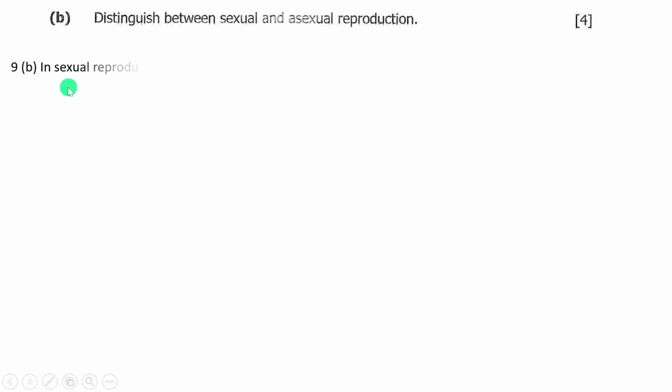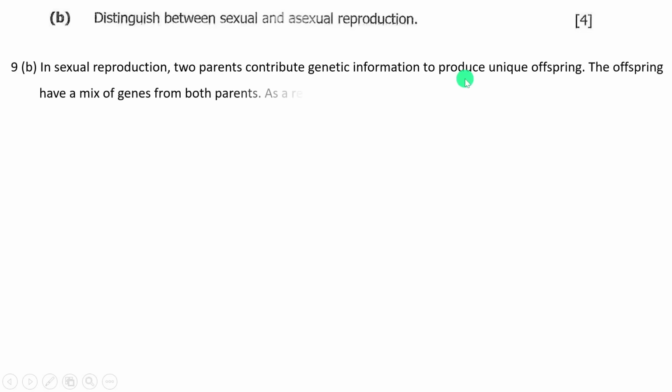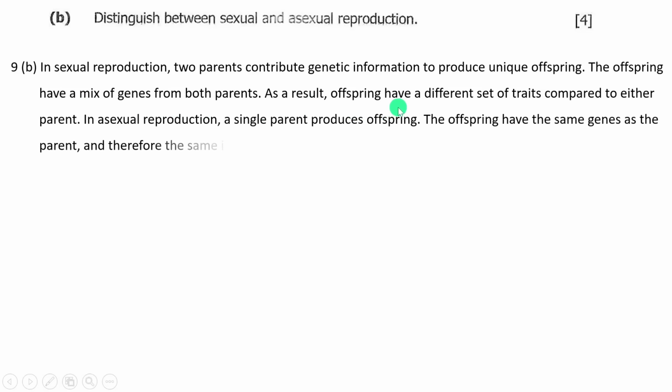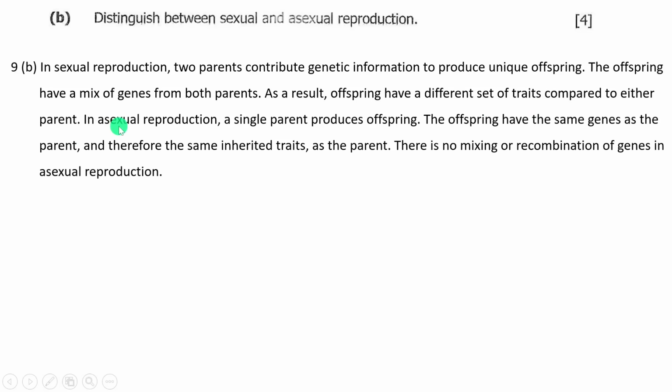So here you are going to say in sexual reproduction, two parents contribute genetic information to produce unique offspring. The offspring have a mix of genes from both parents. As a result, offspring have a different set of traits compared to either parent. In asexual reproduction, a single parent produces offspring. The offspring have the same genes as the parent and therefore the same inherited traits as the parent. There is no mixing or recombination of genes in asexual reproduction. All right, so that is it.